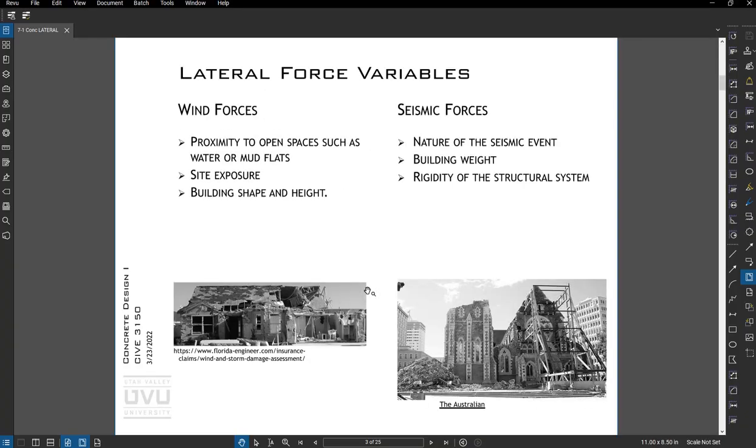Okay, so there's a drastic difference between wind and seismic forces, and they depend on completely different elements. For wind, it depends on where it is: site exposure, the building shape, and height. For seismic, the ground motions are different in different places, depending on the type of earthquake and the soils at your site. Then the building weight and the rigidity of the system, which relates to shape and height, but mainly weight and rigidity are the drivers for seismic in addition to the ground motion.